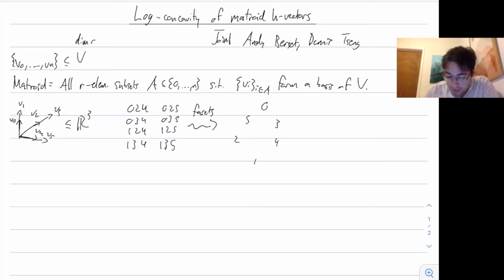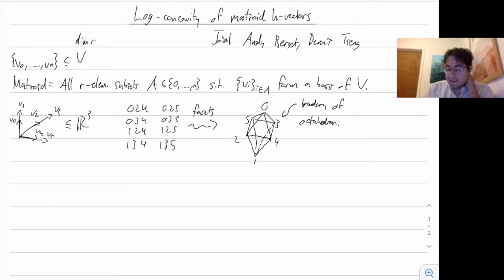So let's see what triangles we have. We have a bunch of triangles involving 0, so 0, 2, 4, 0, 2, 5, we have 0, 3, 5, we have 0, 3, 4, we have 1, 2, 4, we have 1, 2, 5, we have 1, 3, 5, and we have 1, 3, 4. Okay, so if you put all these facets together, you get the boundary of an octahedron.